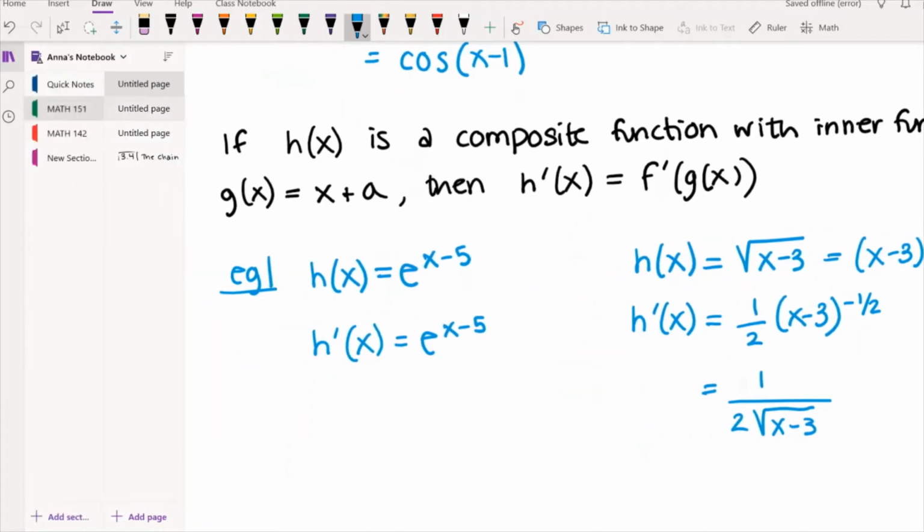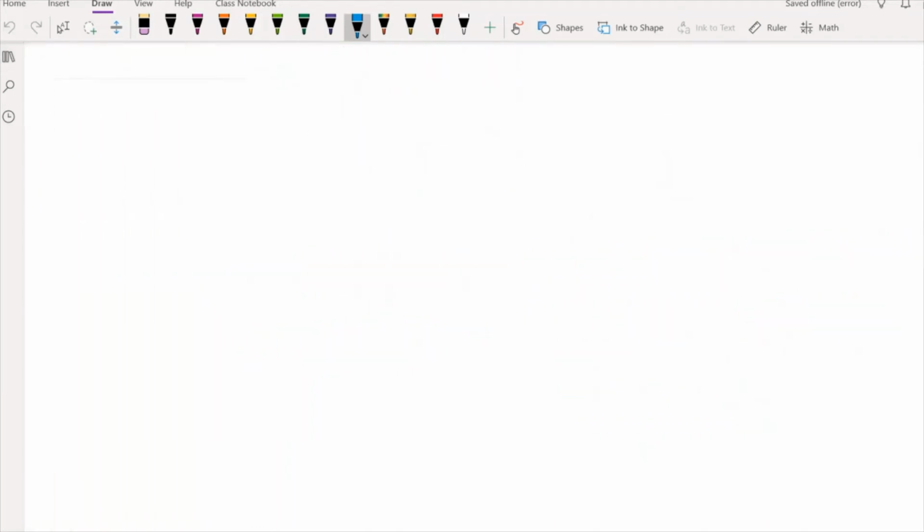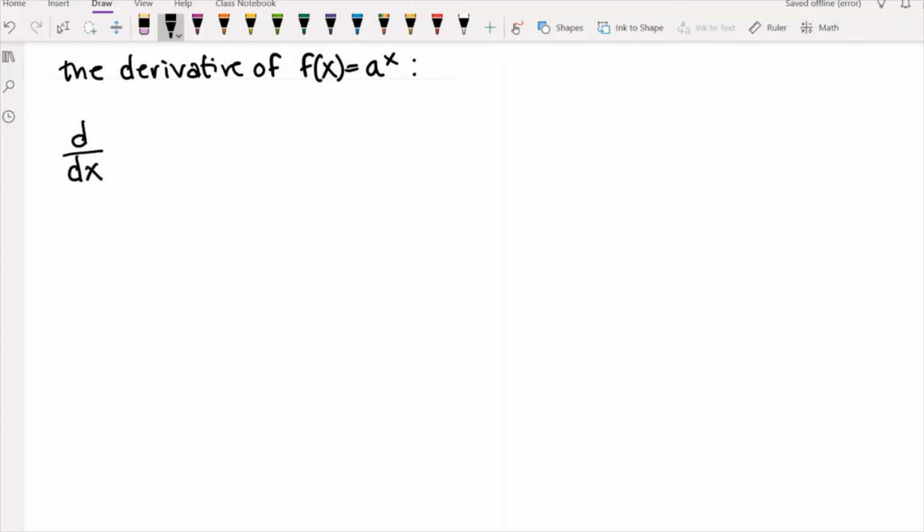Okay, so last thing I want to talk about is taking the derivative of a to the x. So basically exponential functions where the base is any number, not necessarily e. So the derivative of f of x is equal to a to the x. I'll just say what the rule is first, and we'll see an example, and then after that I'll go through the proof, which, like I said, uses the chain rule.